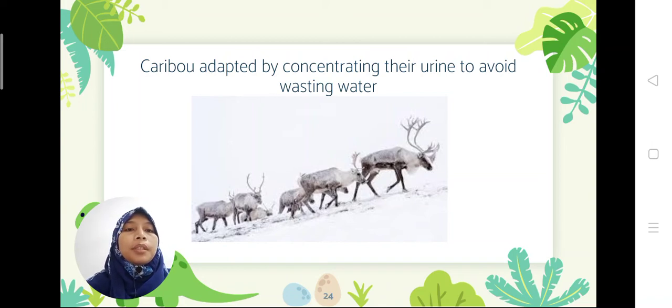Caribou adapted by concentrating their urine to avoid wasting water. Because it is hard to get liquid water during the winter, since all of the water goes icy, they need to preserve water in the body and try to avoid excreting urine. Urine is water, so they don't want to lose more water. That's why they concentrate the urine.